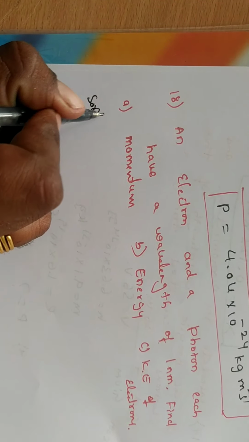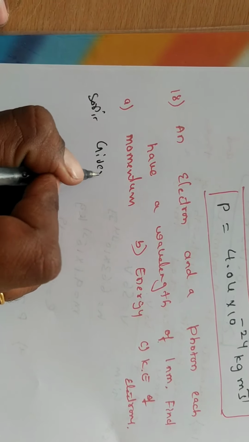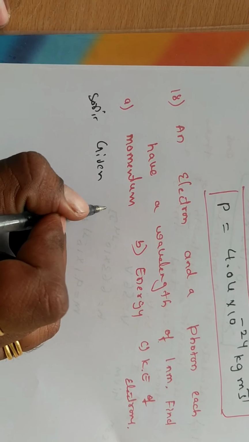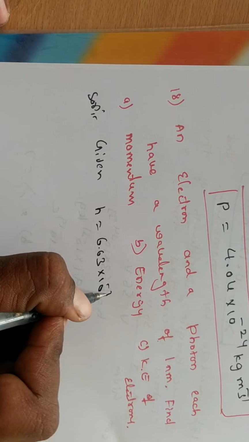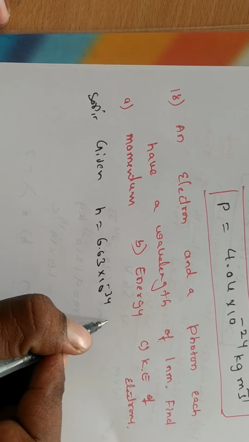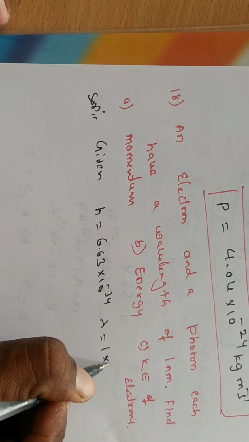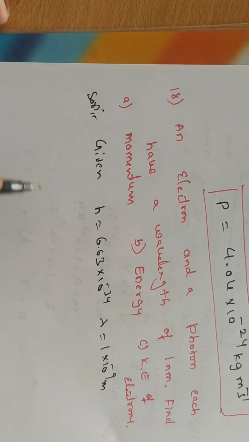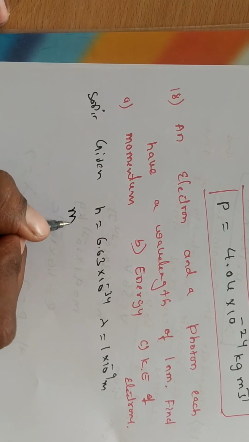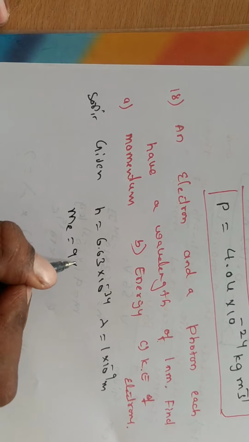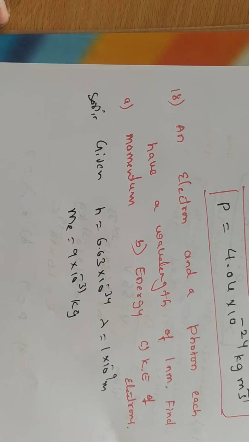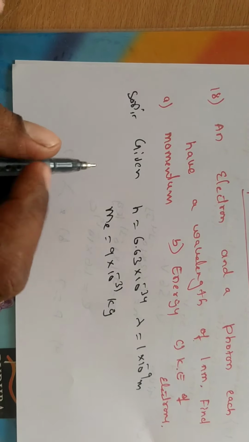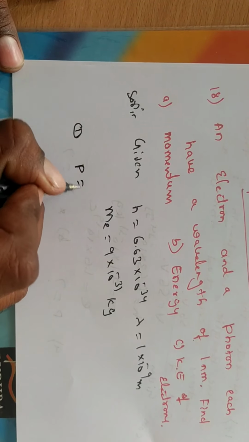Solution: given h is equal to constant value 6.63 into 10 to the power of minus 34, wavelength lambda is equal to 1 into 10 to the power of minus 9 meter, and mass of electron me is equal to 9 into 10 to the power of minus 31 kg. Okay, this one is the given data. First you have to calculate momentum. P is equal to question mark.